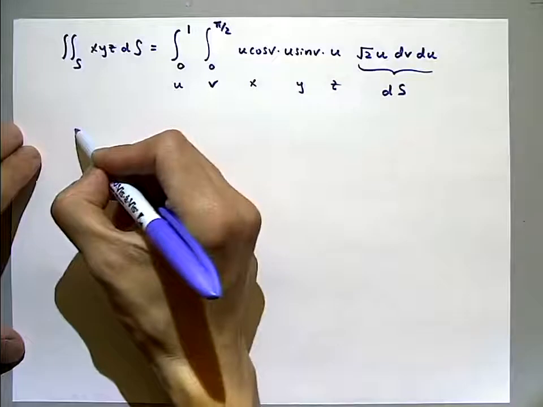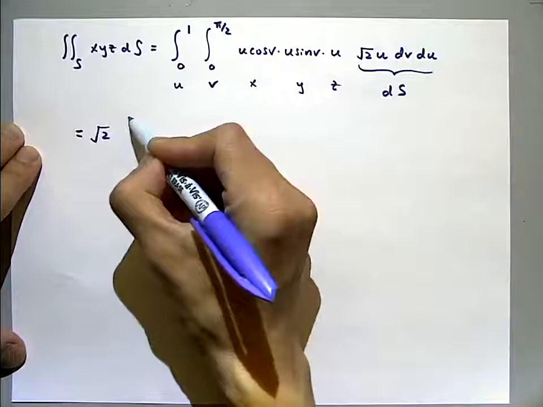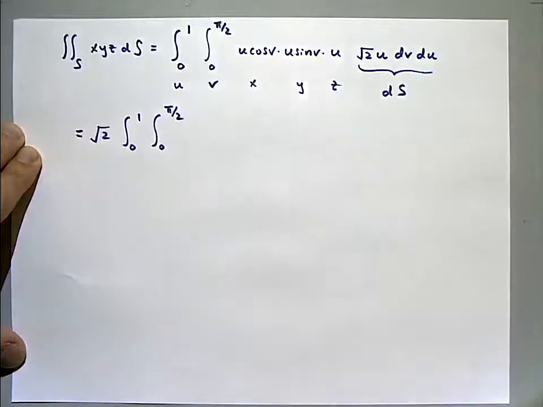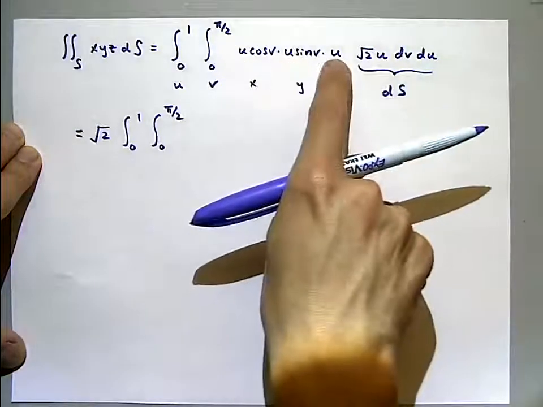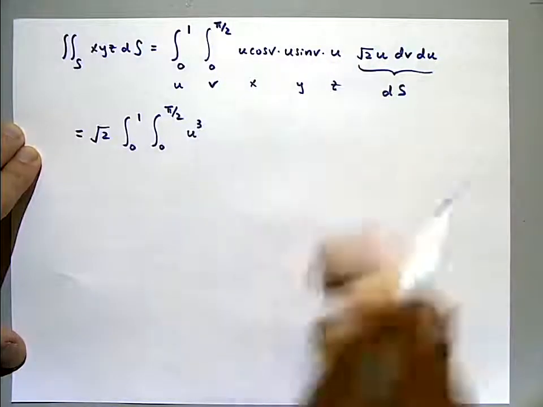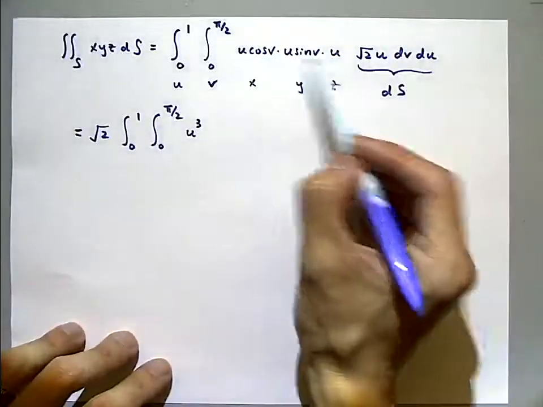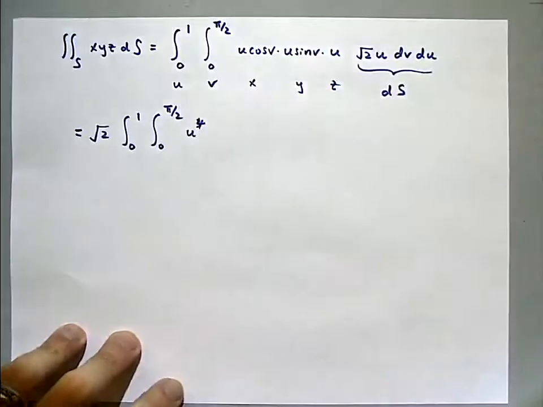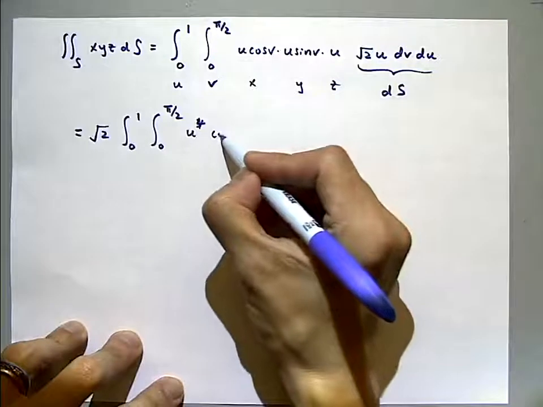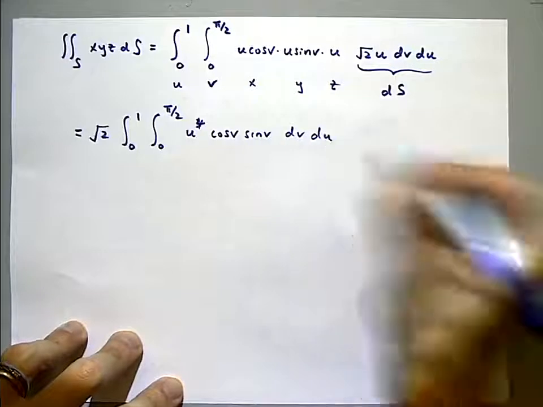All right, so let's integrate this stuff. We have a radical 2 that we can get out. The limits are 0 to 1 and 0 to pi over 2. Inside here, I have 1, 2, 3 factors of u, so u cubed. I'm sorry? 4? Okay, yeah, that's right, 1, 2, 3, 4 of those. Sorry, u to the fourth. And then we have cosine, sine, and nothing. dv du.